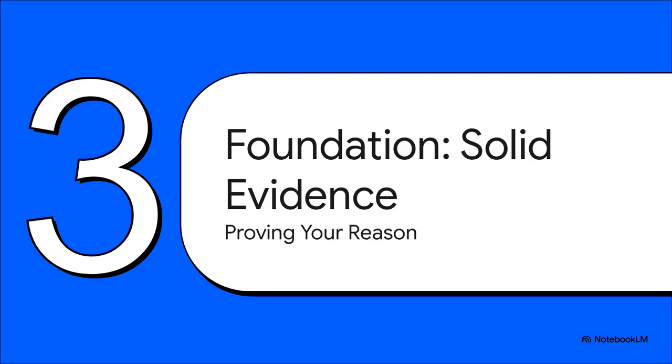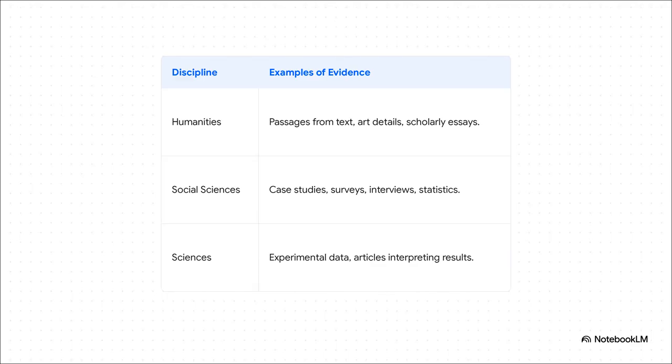Okay, so you've got your claim and your reason. That's fantastic. But let's be real. Right now, it's just your opinion. To turn it into a real, legit argument, you need to build a foundation under it with solid, hard evidence. This is how you show your reader that your reason isn't just a random thought, it's based in reality. And you've got to remember that the word evidence means different things in different contexts. What counts as proof in an English paper, like a quote from a novel, is worlds away from what you'd use in a science class, like raw data from an experiment.